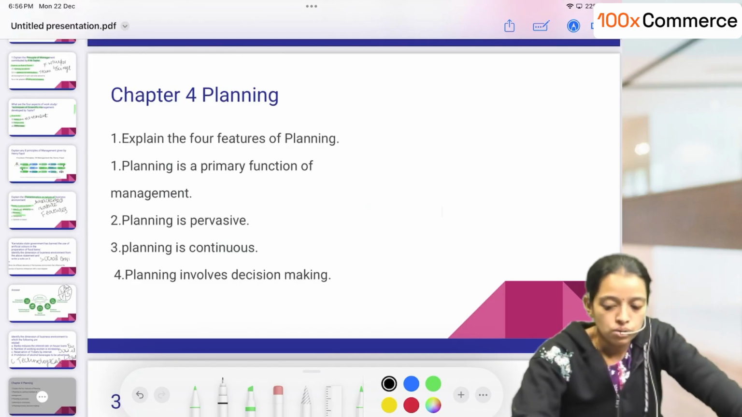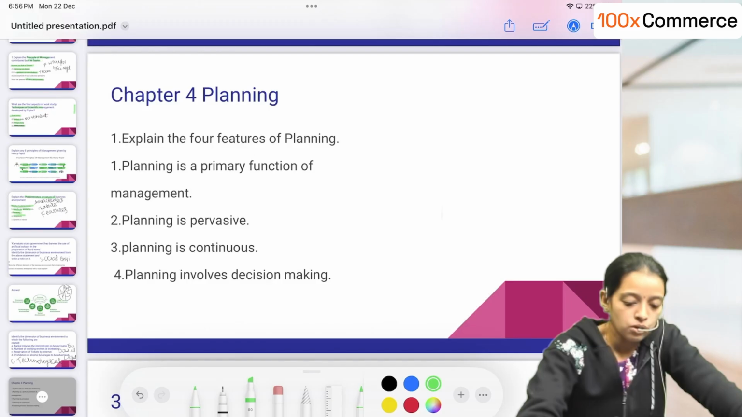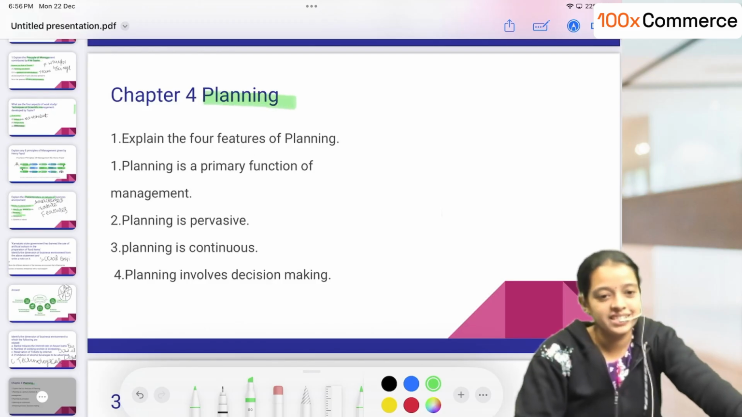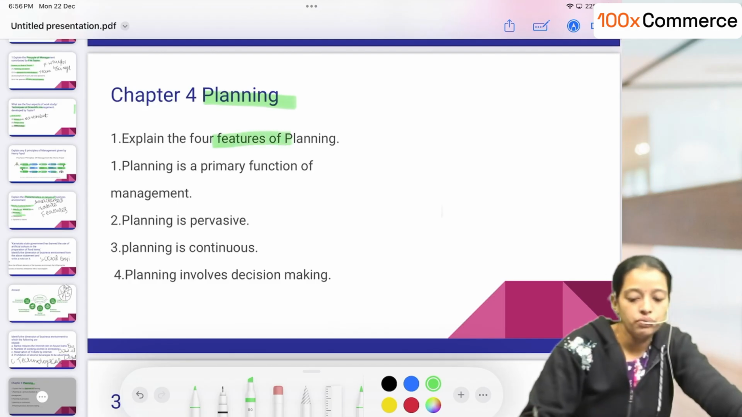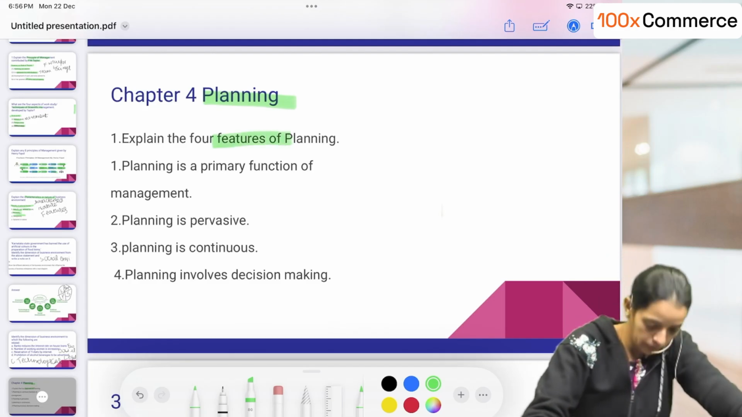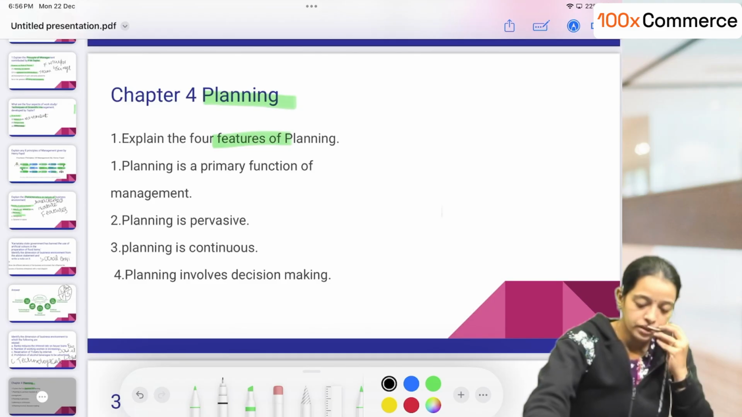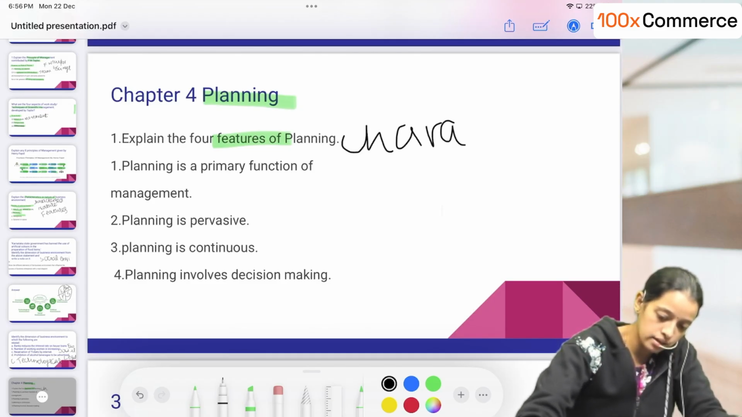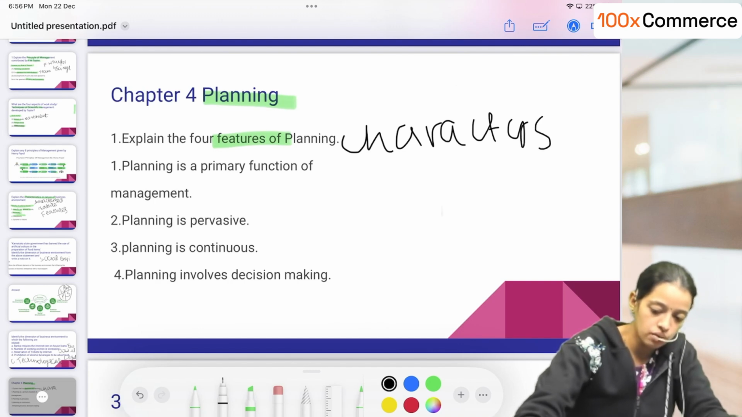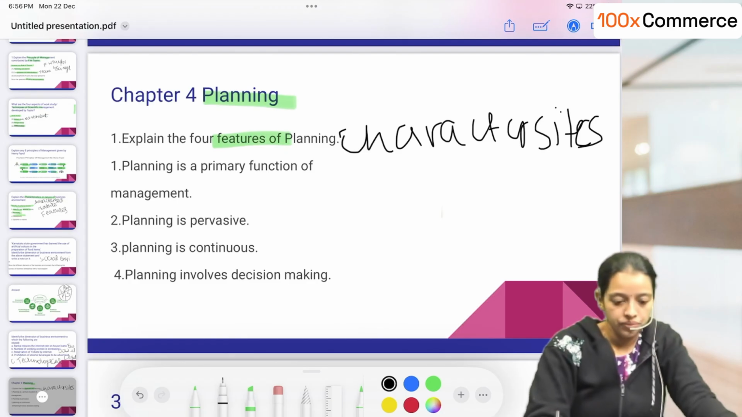Coming to the next chapter now, the planning chapter, the easiest chapter I can tell you. They have asked us the features of planning, or sometimes they will ask this question this way also: explain the characteristics of planning. Both are one and the same. Characteristics and features are one and the same.